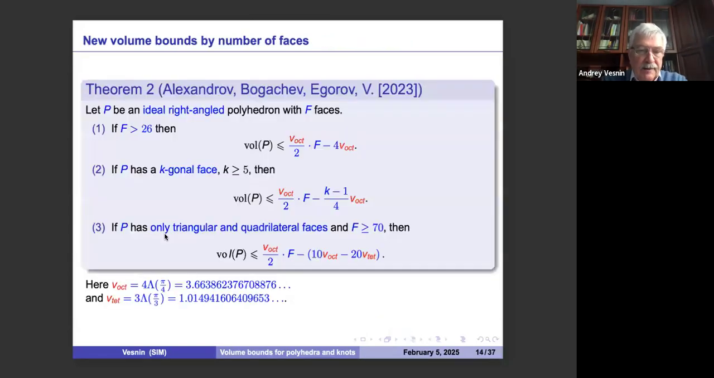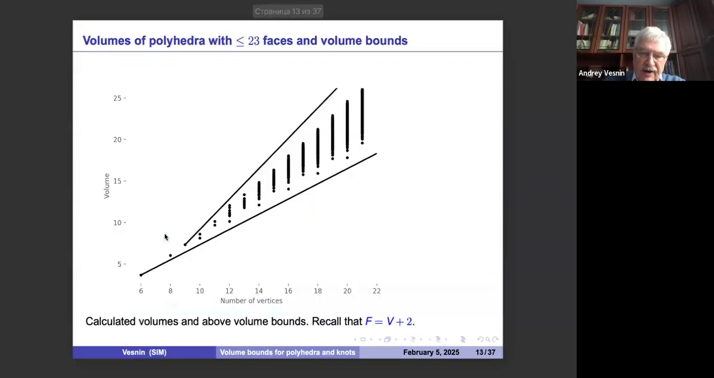Okay, and we can improve this upper bound a little bit if you go ahead with the number of faces, and we obtained it jointly with Stepan Alexandrov, Nikolai Bogachev, and my student Andrei Yegorov. So if you consider the case where the number of faces is more than 26, again you can improve the upper bound. If you have the upper line, you cannot change the angle of this line, you can just change the constant for this line.